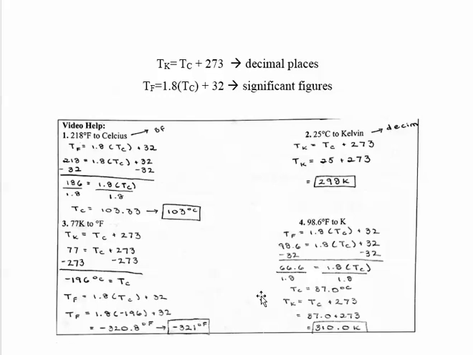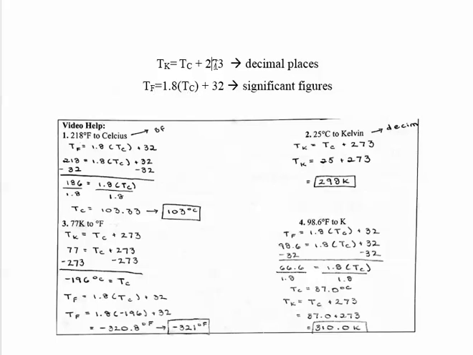Alrighty, so what I'm going to do is explain these four calculations for temperature conversions. And just as a reminder, I've put up here your formulas for the conversion between Kelvin and Celsius. So TK, which is the temperature in Kelvin, those are your units, equals the temperature in Celsius plus 273. I also gave you the temperature in Fahrenheit equals 1.8 times your temperature in Celsius plus 32.